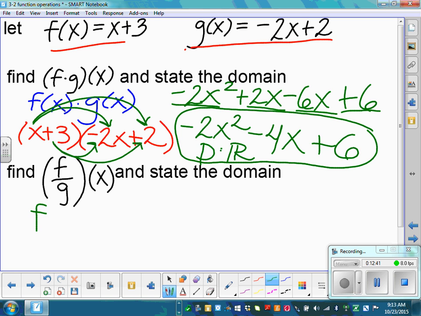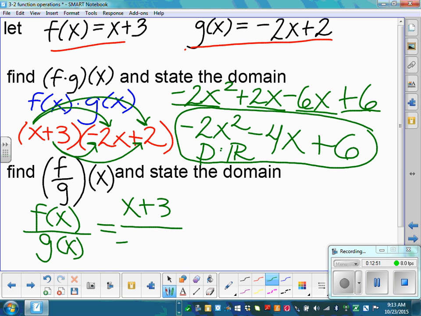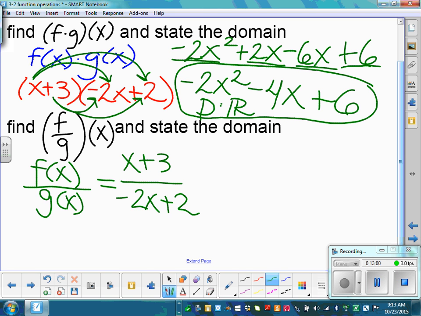All right, let's do f divided by g of x. We know that this is simply f of x divided by g of x. So that's going to be f of x is x plus 3. G of x is negative 2x plus 2. Right? Everybody? Okay. So then you'll look at that and see if they simplify, and they don't. Nothing simplifies. So that is f of x divided by g of x. But now part of our answer is going to be the domain. Do you see anywhere we might potentially have a problem?